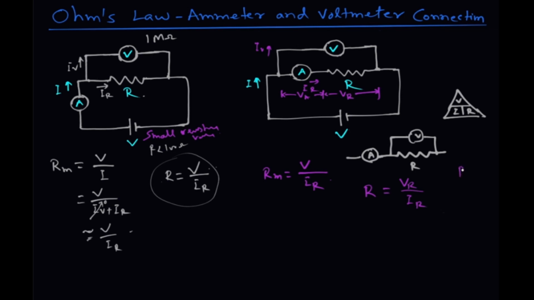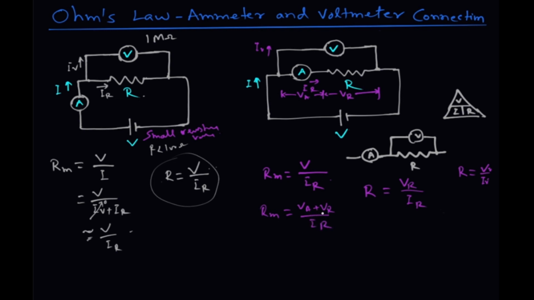But Ohm's law states that R is equal to V divided by I, that is the voltage across the resistance divided by the current through the resistance. Here in the measurement we are getting the current flowing through the resistance, but the voltage across the resistance we are unable to measure, and we are taking the voltage across the resistance plus the voltage across the ammeter. So Rm is equal to VA plus VR divided by IR.